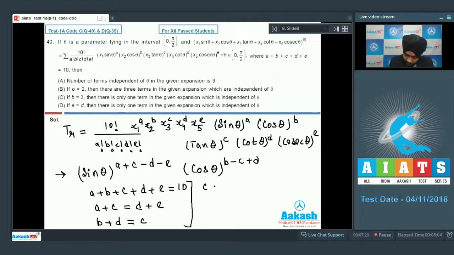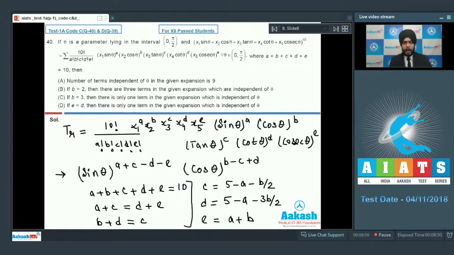So c value will be 5 minus a minus b by 2. The value of d will come out to be equal to 5 minus a minus 3b by 2. And then obviously we can see that, and you can easily solve the value of e. It will come out to be a plus b. Okay. Now let us make the table for a, b, c, d, e values using these three relations.